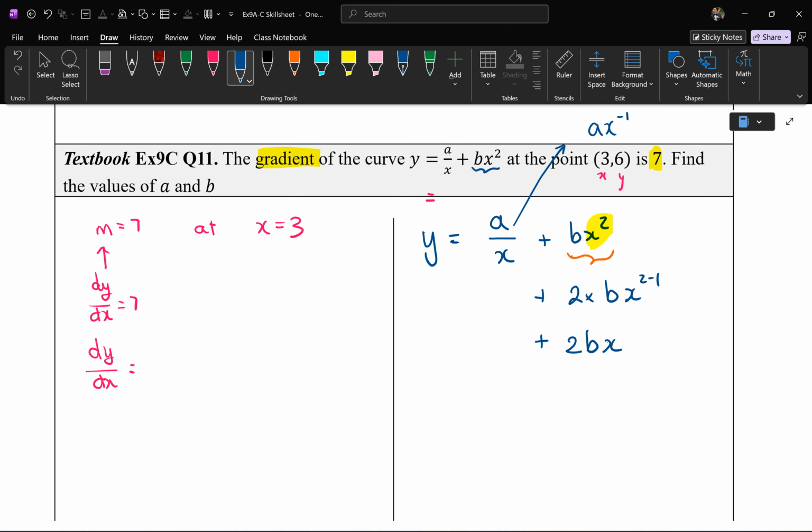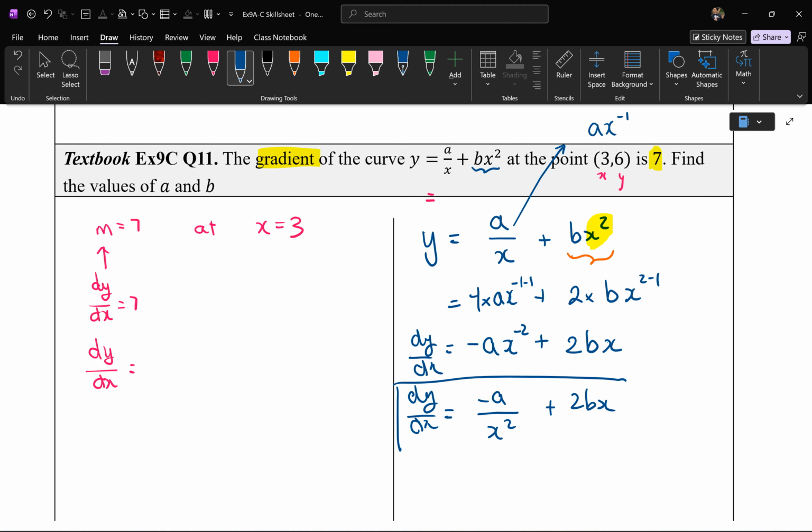Power is -1. So here we go, -1 at the front, times the coefficient, which is a, and minus the power by 1. So it becomes minus 1 minus 1. So if you write it out, that should be now -a times x to the -2. Or if you write it properly, dy/dx should equal -a on x squared plus 2bx. Okay, so that's my derivative.